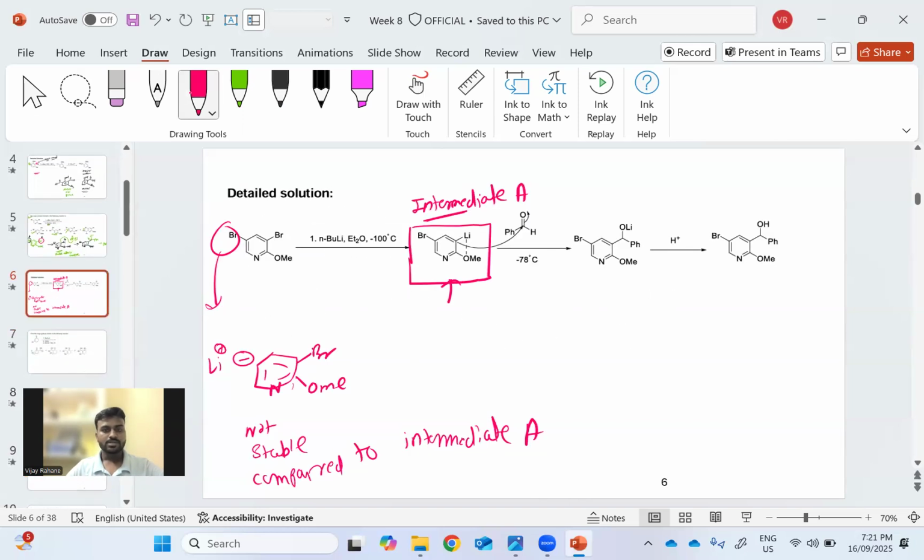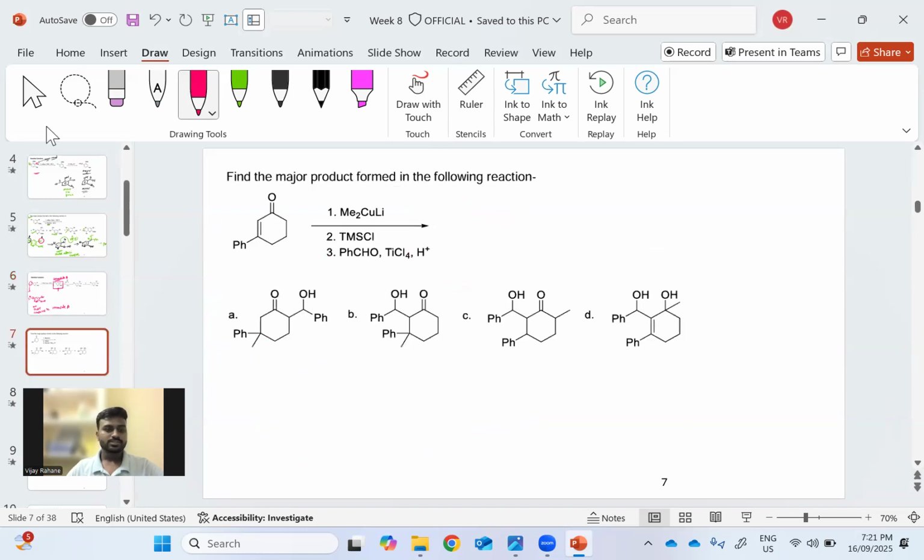right? So any doubt up to here? So I will move toward the next question. This is the third question, which is again similar. The major product formed in the following reaction: we have given the alpha beta unsaturated ketone with a phenyl substituent, and we have added the methyl copper lithium complex. So always remember when you add an organocuprate, it always acts as a soft nucleophile.